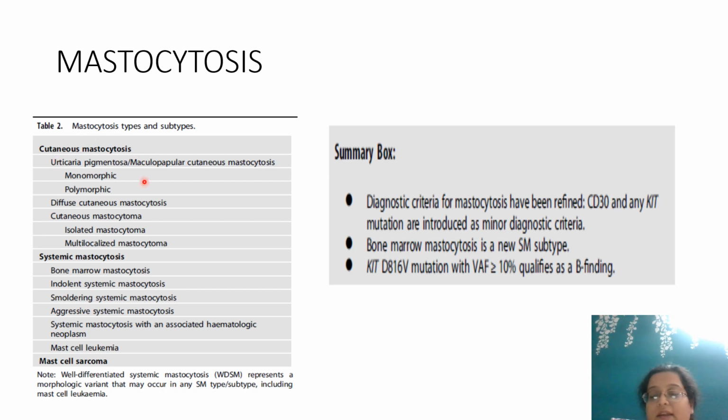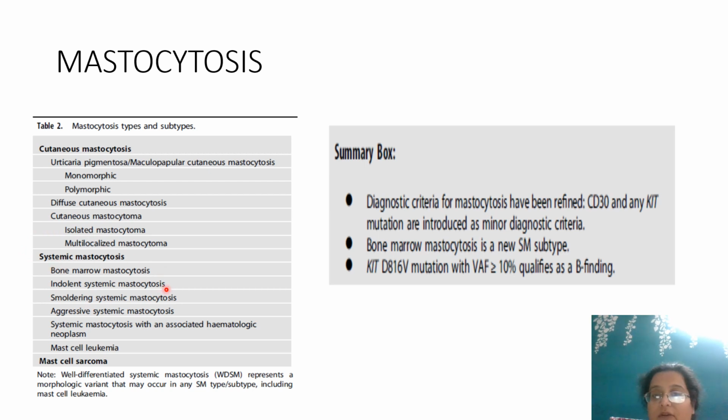Cutaneous has urticaria pigmentosa, diffuse cutaneous mastocytosis, and cutaneous mastocytoma, which is isolated or multilocalized. Fine, just like, say, Hashimoto-Pritzker kind of a thing. It's something like that. All right, and then comes systemic mastocytosis.